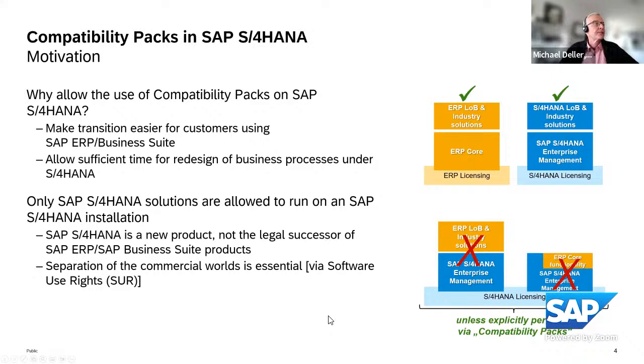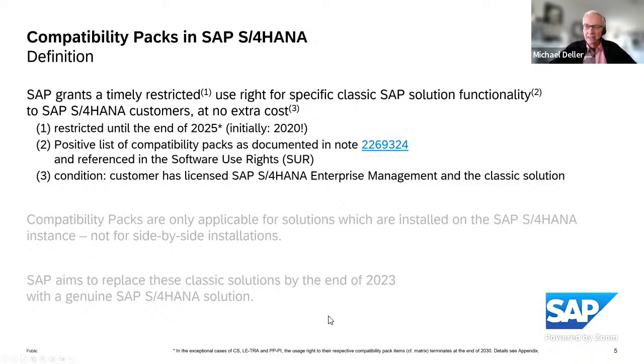So these temporary animals, in legal language, timely restricted use rights, term licenses for specified functionalities, these are the compatibility packs. They didn't come with an extra cost, but we said, basically what you need to have is a proper licensing of S/4HANA Enterprise Management plus the proper licensing for the solution in the past, meaning in ECC or in the Business Suite world, and that gives you the use right.